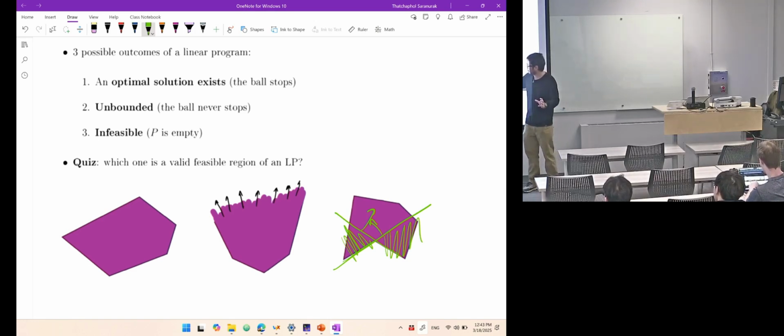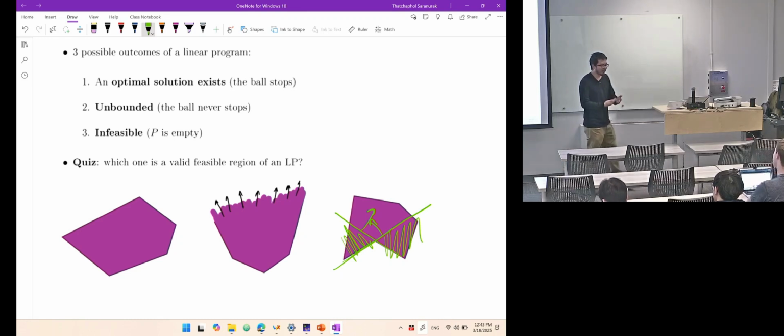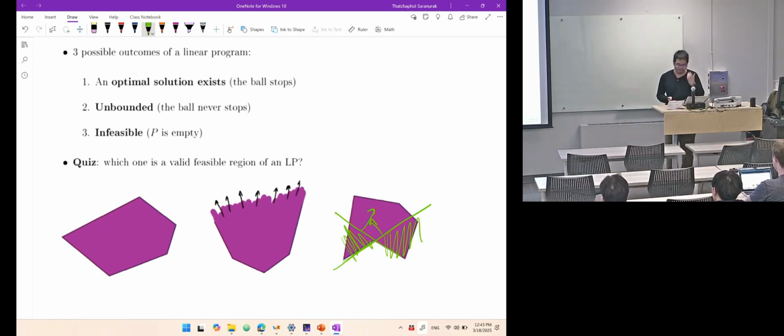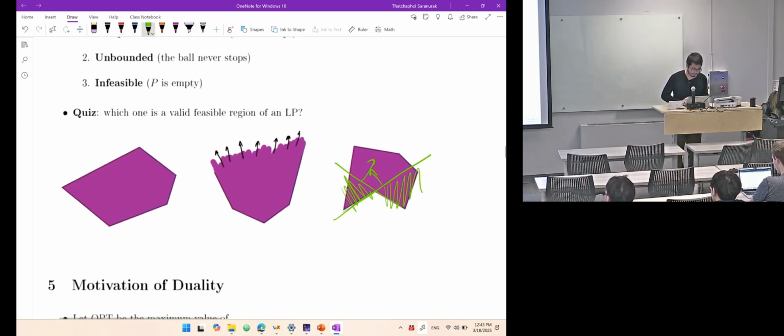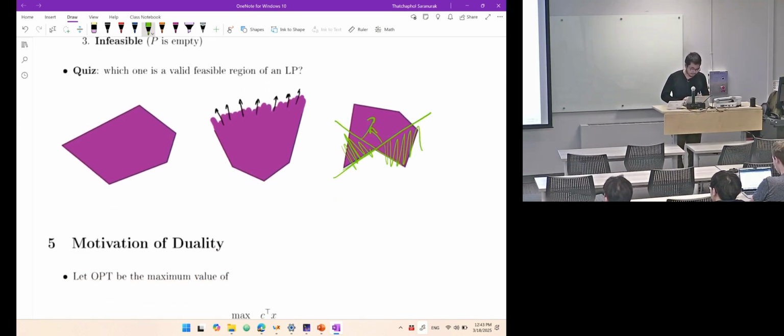So the set here should be basically convex. A linear program is part of convex programs. If you know about convex programs, you need the set to be convex to be able to solve it fast. Okay, so this is good, this is not.